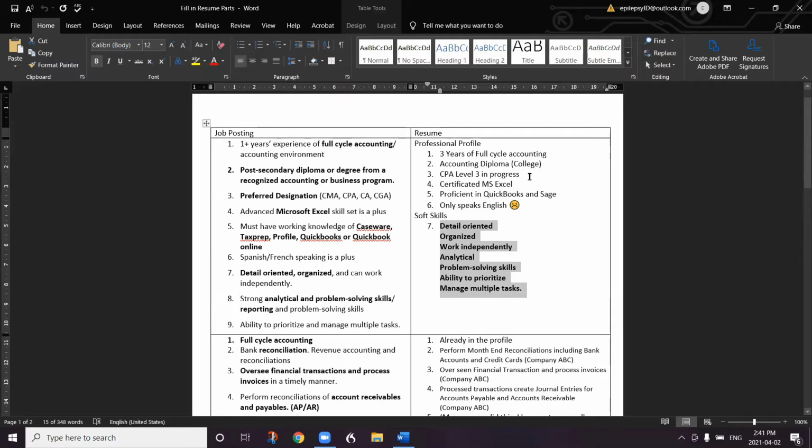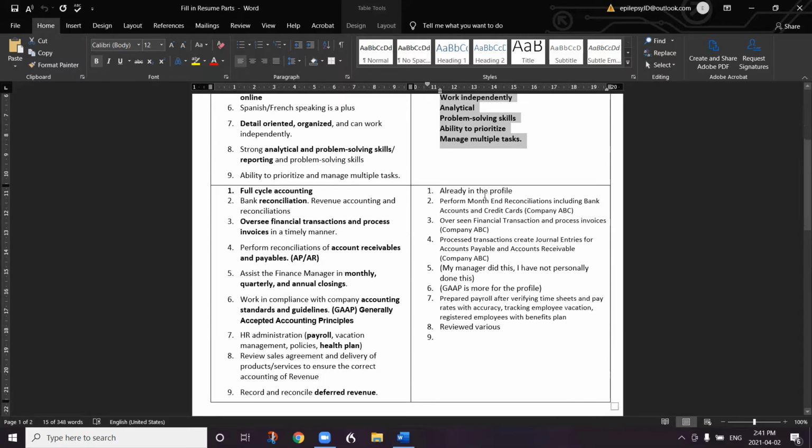So we're addressing that in the professional profile. So we can already skip one because we're going to be addressing that in the professional profile. Number 2, perform month-end reconciliations with banks, accounts, credit cards, and so forth, and then list the company. So now I know which company this particular candidate did that in, and that's where we're going to put that bullet point, under that particular company.